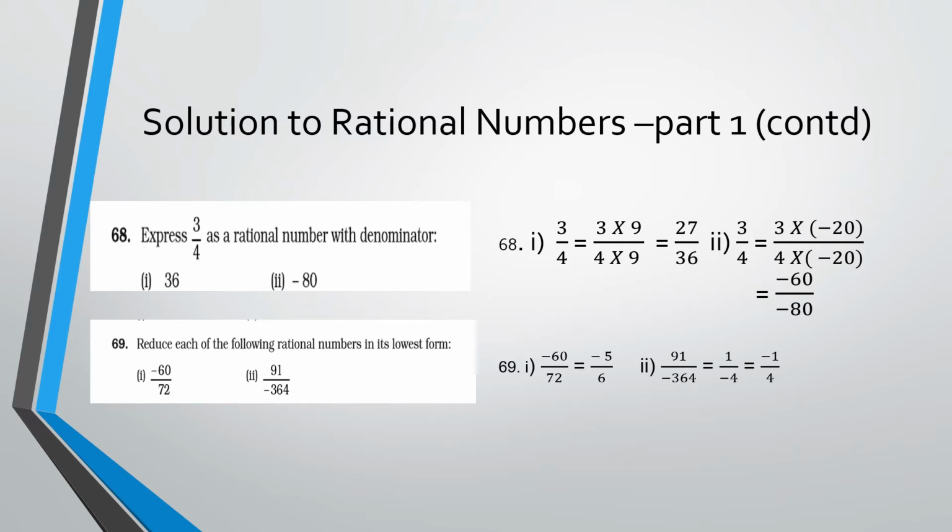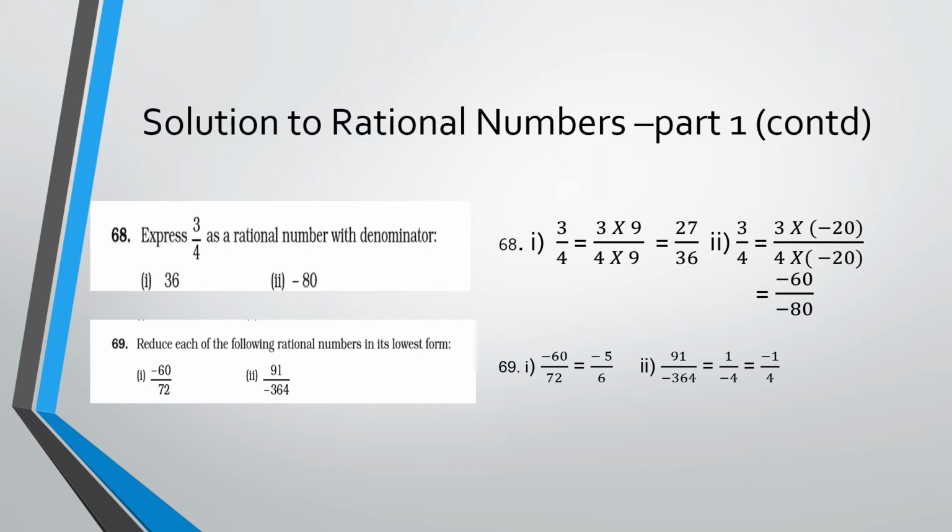Express 3 by 4 as a rational number with denominator. Now there are two parts to it. Part 1 is 36, part 2 is -80. Now children, concentrate on the first part. 3 by 4 should be written as a rational number with denominator 36. That means 4 should change to 36, so we need to multiply it by 9. I have shown the working also. 4 into 9 gives us 36. So obviously 3 should also be multiplied by 9 and we get 27. So the answer is 27 by 36.